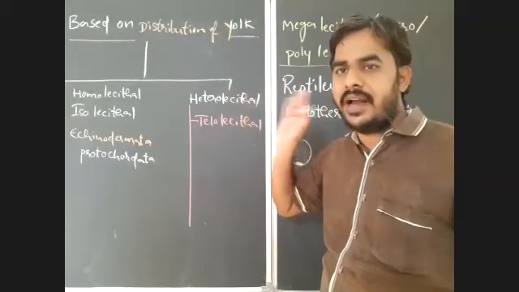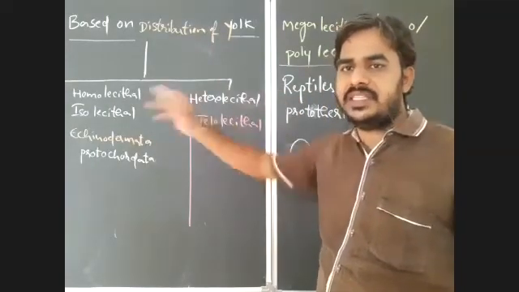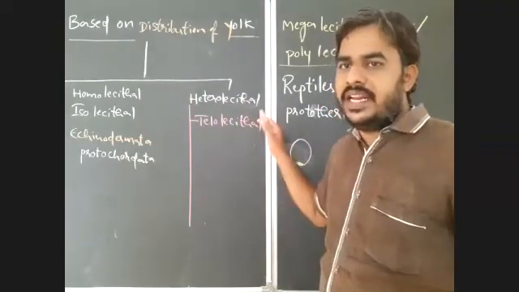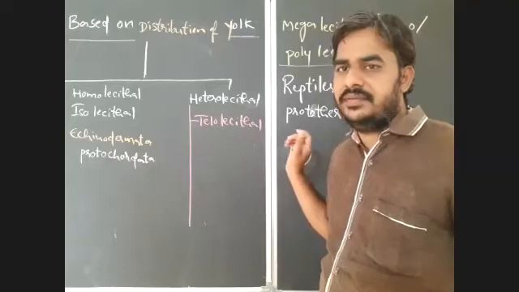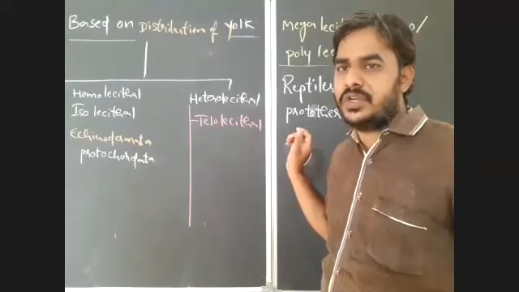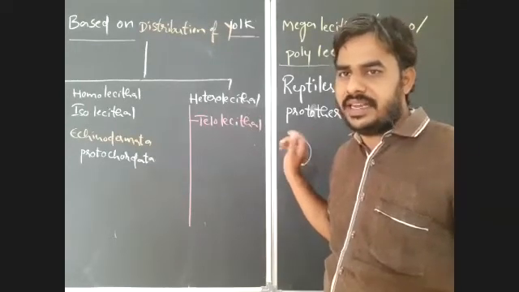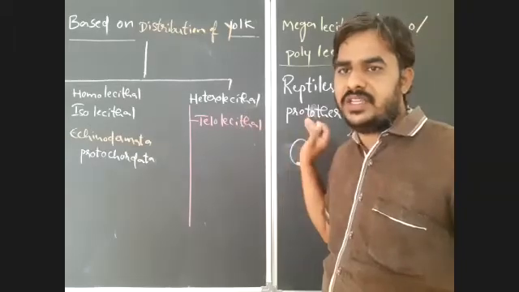Alecithal and microlecithal eggs are homolecithal or isolecithal. Heterolecithal eggs, in that there is uneven distribution of yolk. There is no uniformity in the distribution of yolk throughout the egg. So in that, the first type is telolecithal egg.